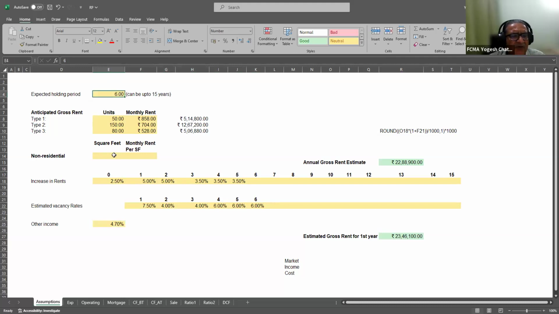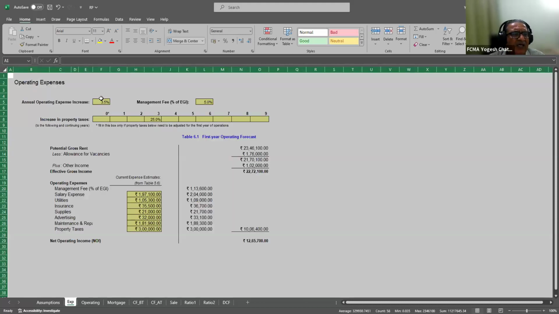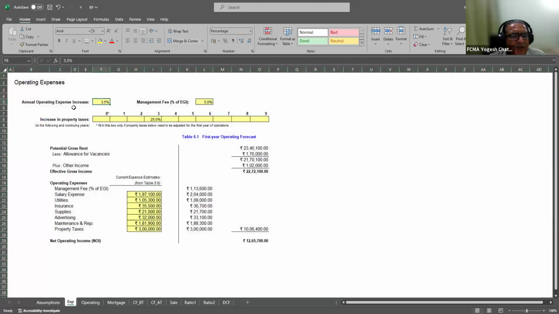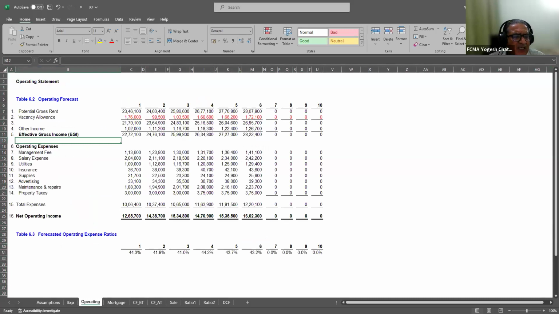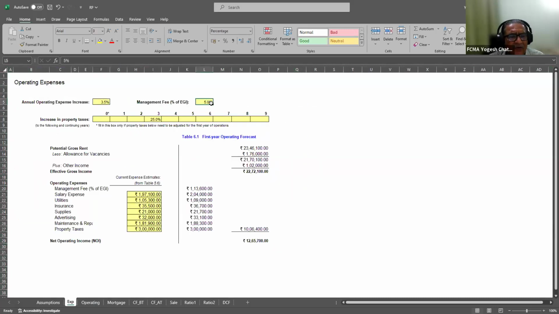Once we have this, these are the assumptions mainly related to income, and then we can make assumptions relating to the expenses. Operating expenses are again divided into two parts: the annual operating expense increase and a management fee. That is considered as a percentage of EGI, effective gross income. So that I have taken. An increase in property tax we can do year wise. For representation, I have taken it at the end of year 3.